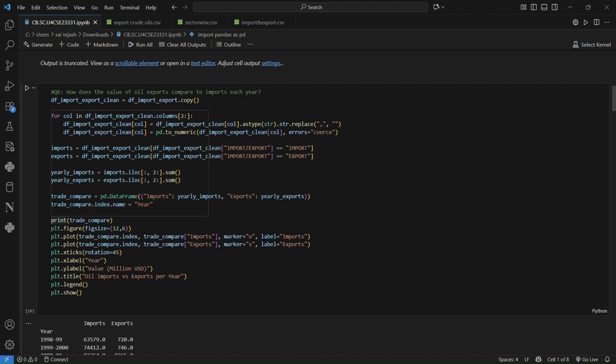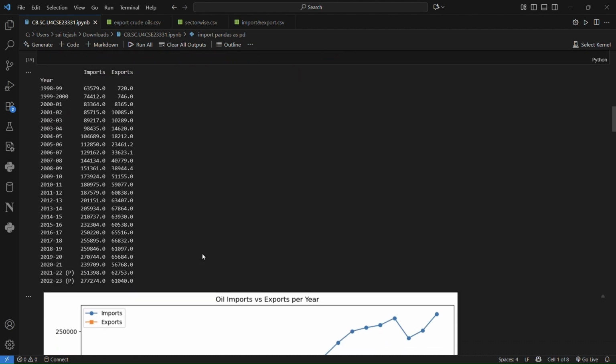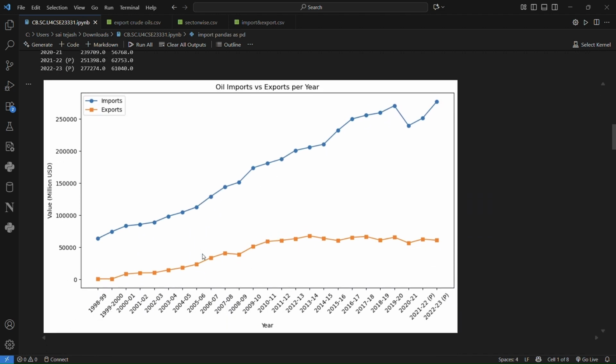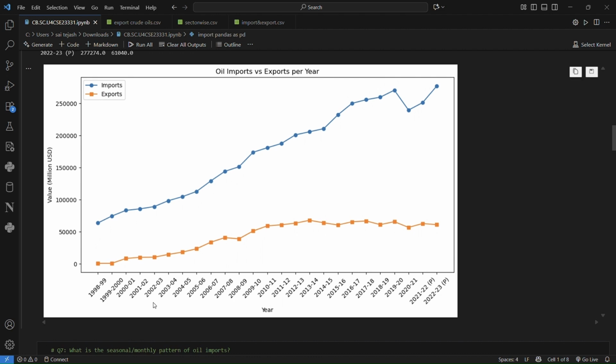And this is the code for the graph, which gave me the line chart. Here it's the output, oil imports versus exports per year, and we can clearly observe that imports constantly exceed exports. This tells us that India is highly dependent on oil imports. We also see slight fluctuations in export values over time, which gives insight into trade trends.